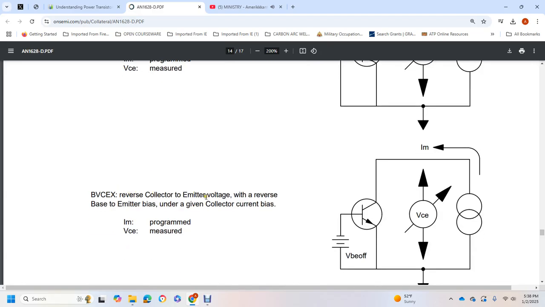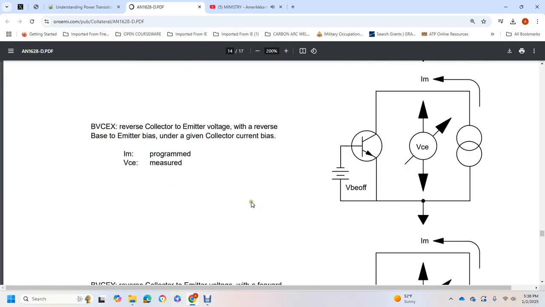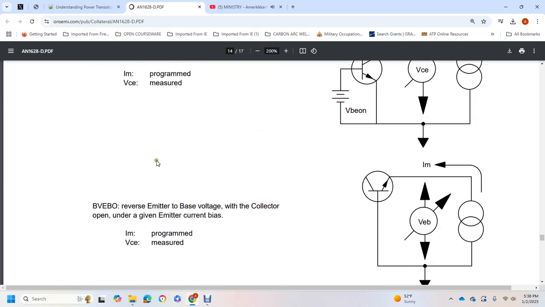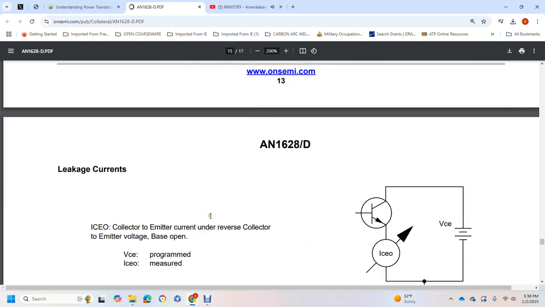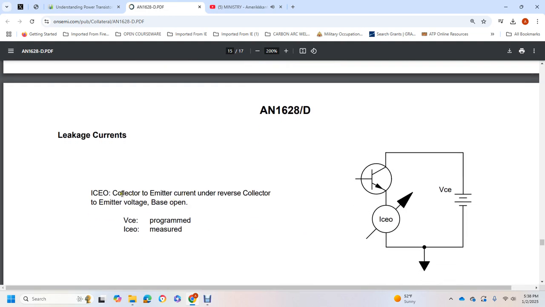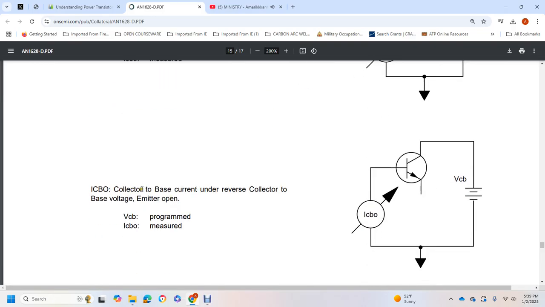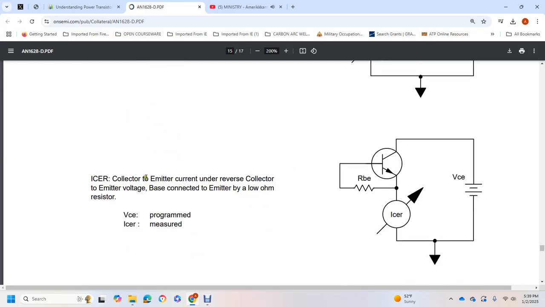BVCEX: reverse collector-emitter voltage, reverse base-emitter bias, under a given collector current bias. BVCEY: reverse collector-emitter voltage, forward base-emitter bias, under a given collector current bias. BVEBO: reverse emitter-base voltage, collector open, under a given emitter current bias. Leakage currents: ICEO, collector-emitter current under reverse collector-emitter voltage, base open. ICBO, collector-base current under reverse collector-base voltage, emitter open.